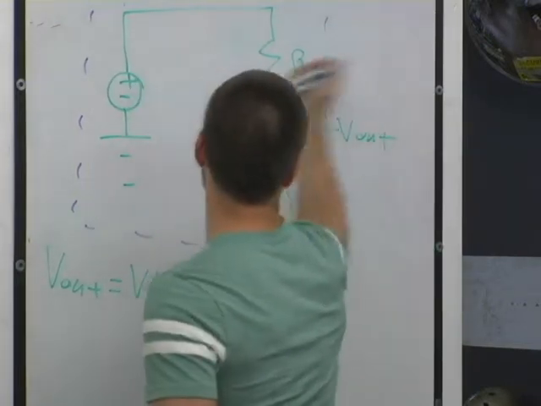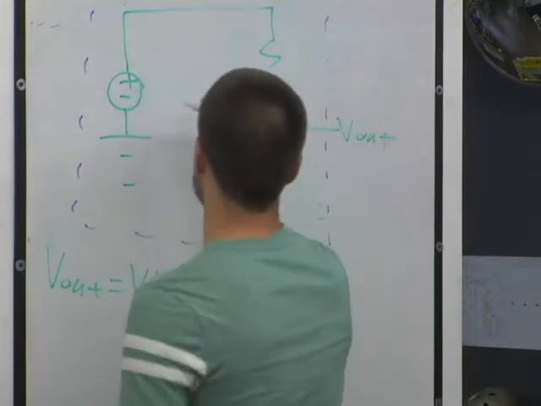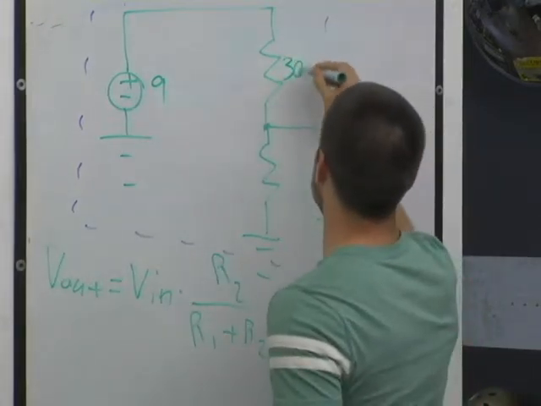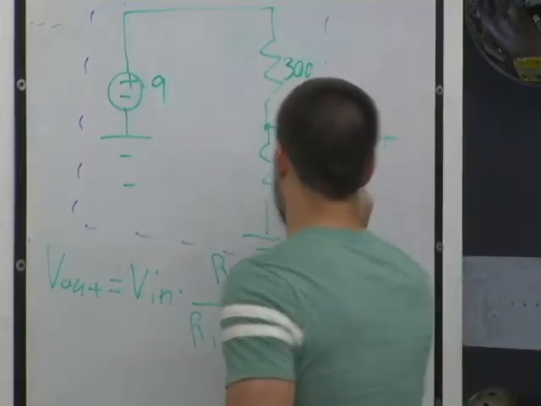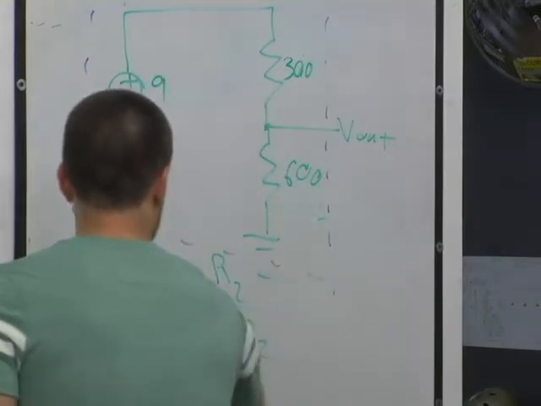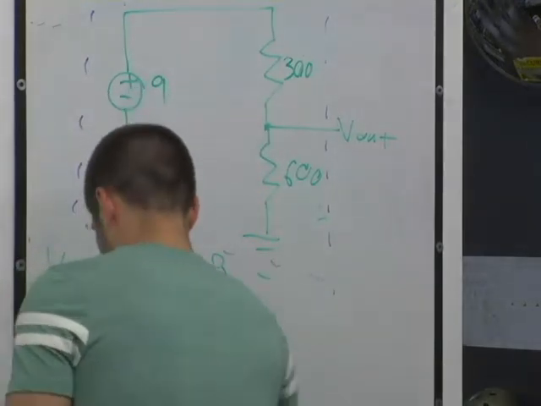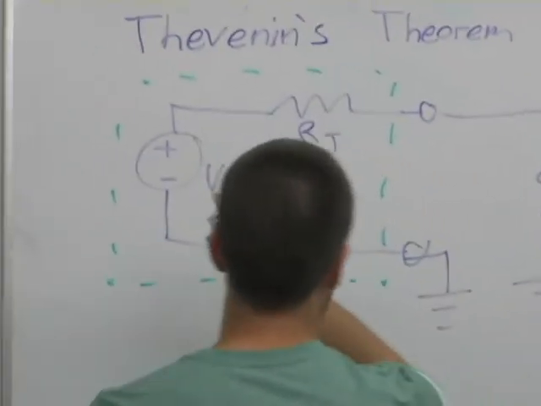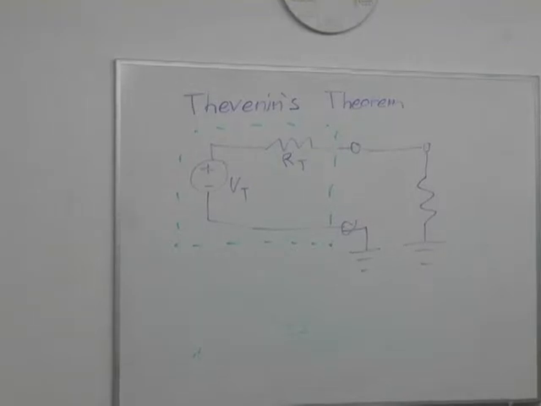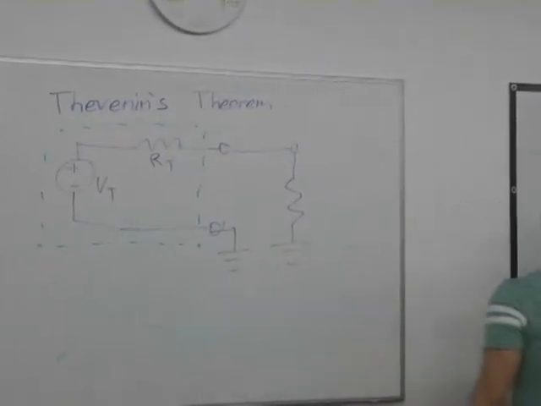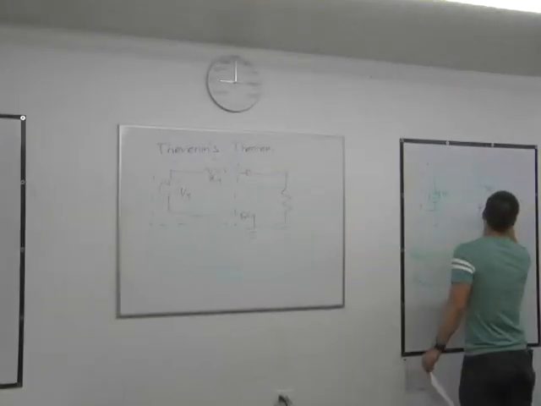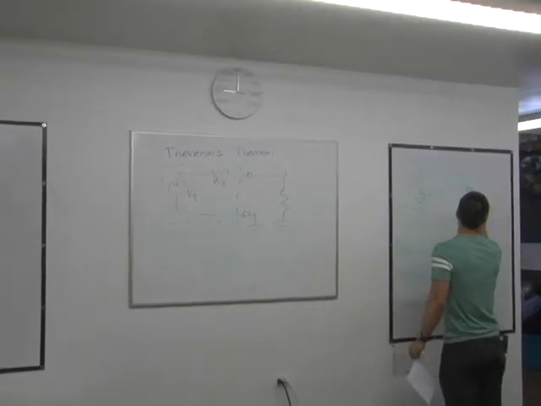Let me make this easier. Let's just say this is a 9-volt battery. This is a 300 ohm resistor, 600 ohm resistor. And we plug all this into this guy, we get V out equal to 6. So this is VT and RT. Thevenin's theorem says our VT is the voltage out here, and our RT is the resistance, what they call the source resistance, where you look back into this.